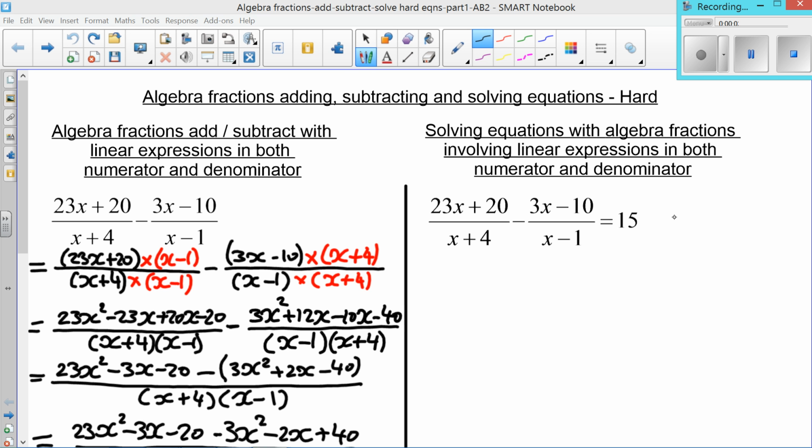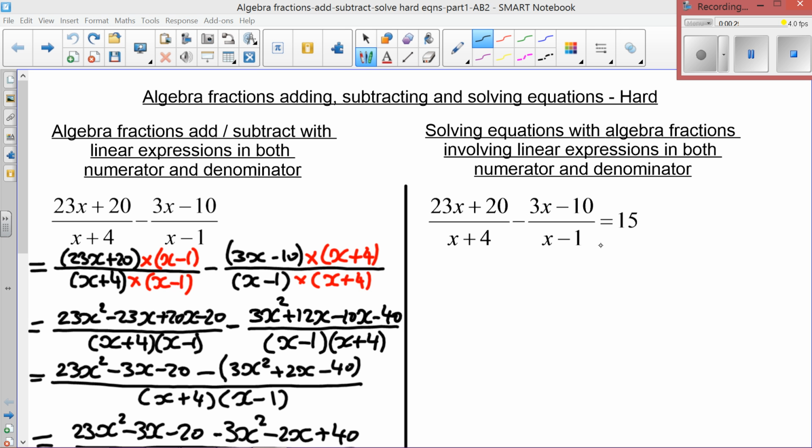We need to solve this equation, which has two algebra fractions being subtracted on the left-hand side of the equation, the two fractions having linear expressions in both numerator and denominator, equals 15 on the right-hand side of the equation. I observe that my two algebra fractions being subtracted are exactly the same as the two algebra fractions that I subtracted and processed in my previous example.